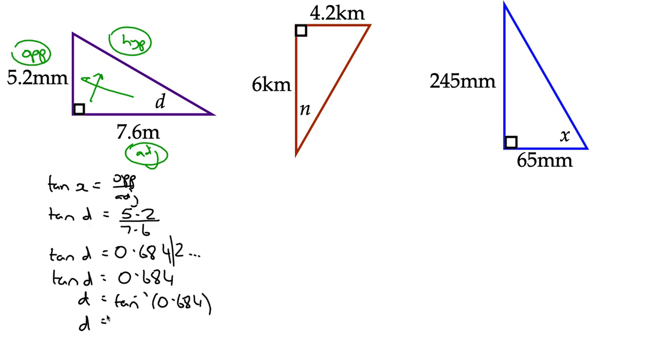According to my calculator, inverse tan 0.684, 34.372. Round it. Well, after the 3, the 7 tells me to round up, so it's 34.4 degrees.